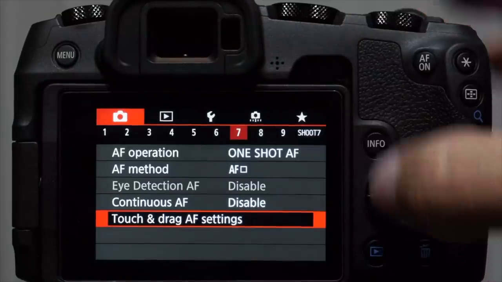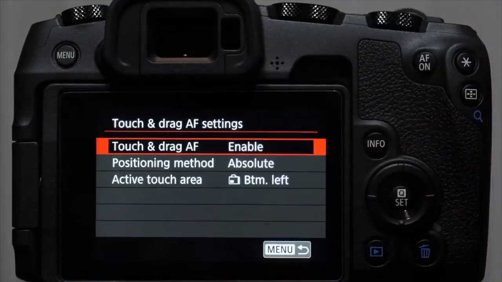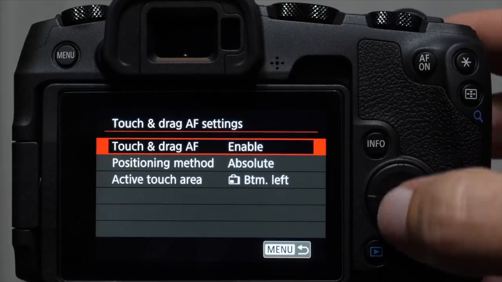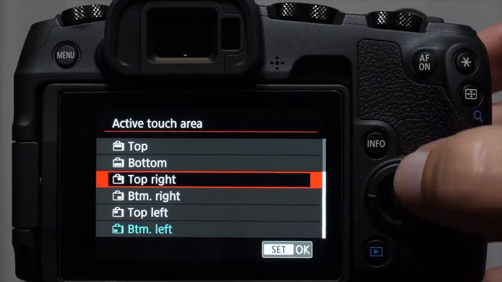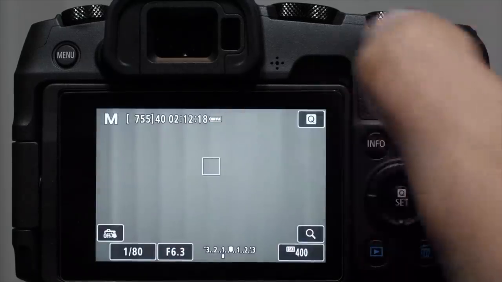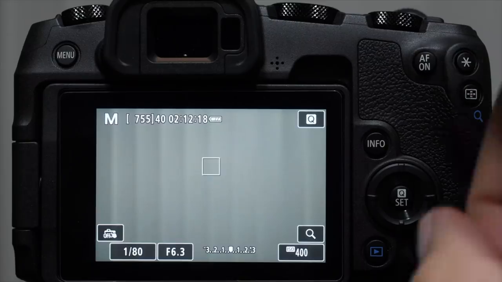There's this thing in the menus on page 7, touch and drag AF settings. This allows users to designate what portion of the back monitor they want to use to change their focusing square while looking through the viewfinder. Again, right-eyed shooters aren't going to have a problem. Left-eyed shooters, you're going to run into some problems, and here's why.